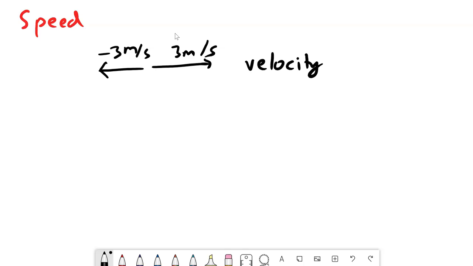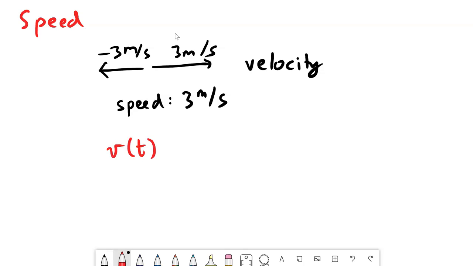The speed doesn't care about what direction you're going. It only wants to know how fast you are going. It doesn't matter about the sign. So even though this is -3, the speed is still 3 meters per second. No matter what, even if it's negative, it's always going to be the positive version. And when I think of the positive version, I think of the absolute value. So how are speed and velocity related? Well, if you take the absolute value of the velocity vector, it's equal to the speed.